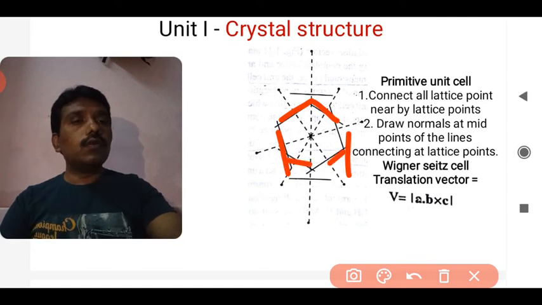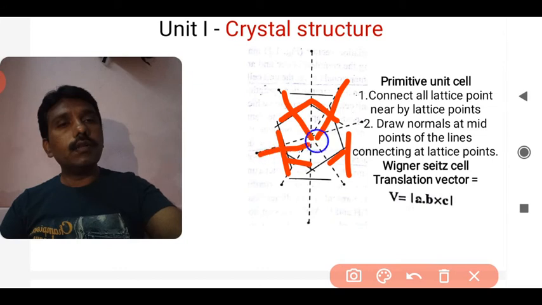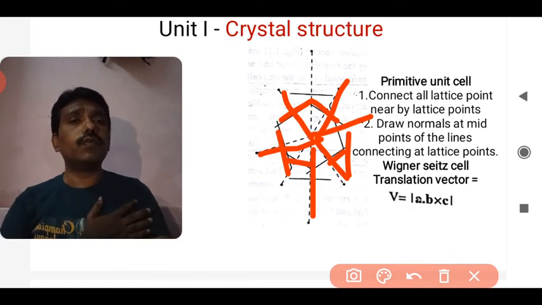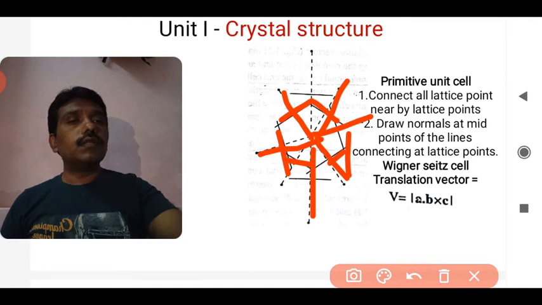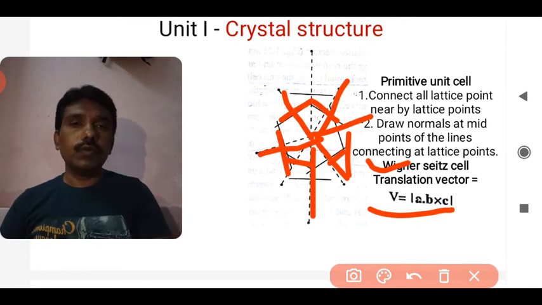Now again draw normals at the midpoints of these joining lines. If you draw normals at the middle like this, it will give you the primitive unit cell when it is formed. These are the Wigner-Seitz cells, named after the scientists who found such primitive unit cells. And the translation vector in such cases is nothing but a dot b cross c. This is another example of primitive unit cells.